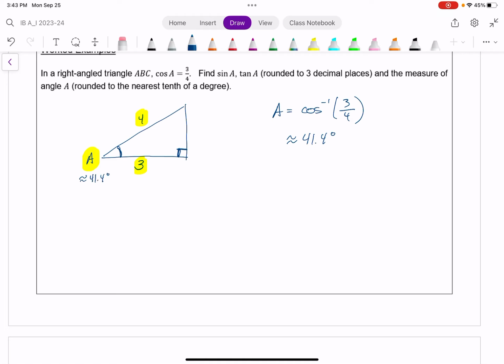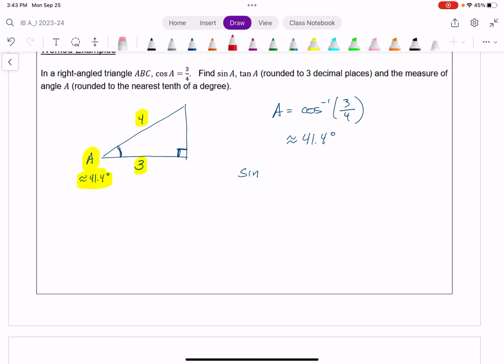All right, I now want the sine of A. Now, to find the sine of A, although at this point I do know what angle A is, it's about 41.4 degrees, I want to point out a way of figuring it out without figuring out that angle first. So let's pretend I don't know that angle A is about 41.4 degrees, because I could have found the sine of A right away.